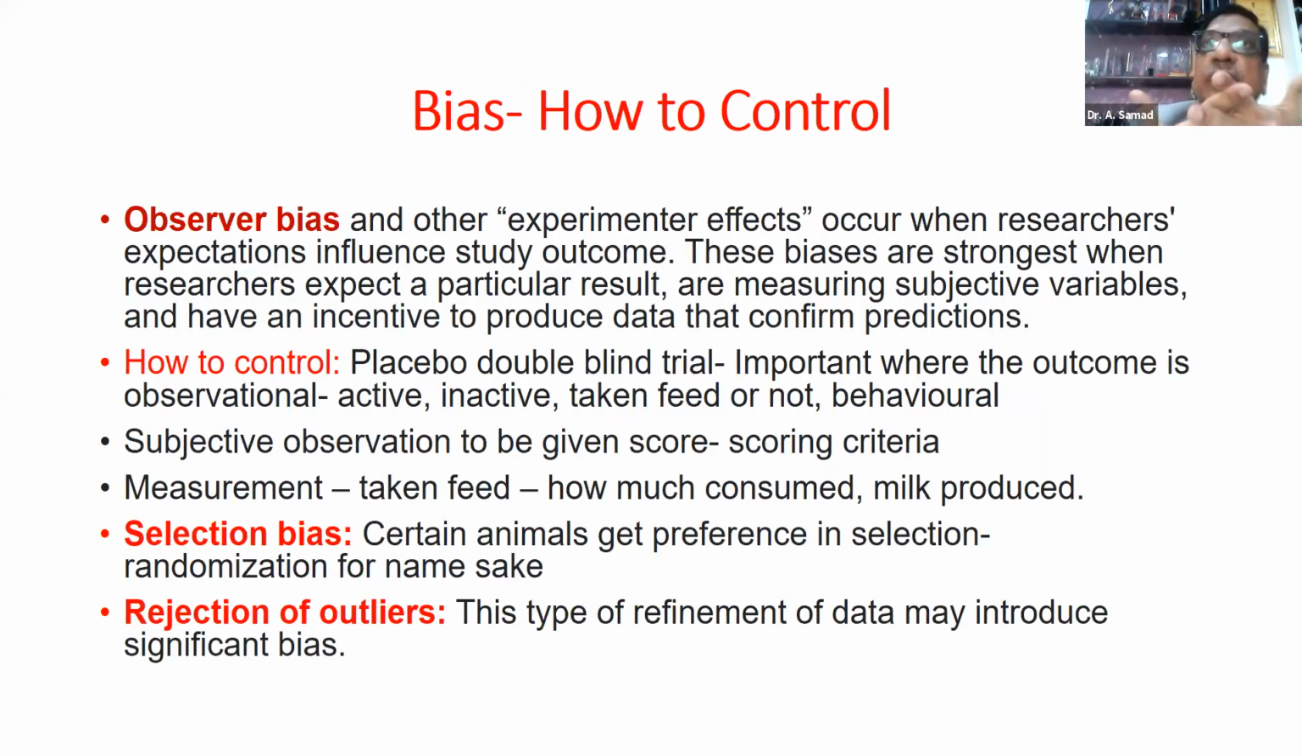Then bias, how to control. This is something which is very important. There are a large number of biases which are described in literature. I'm not going into details of all those biases. I'll restrict to a few biases which are important from the point of view of researchers.